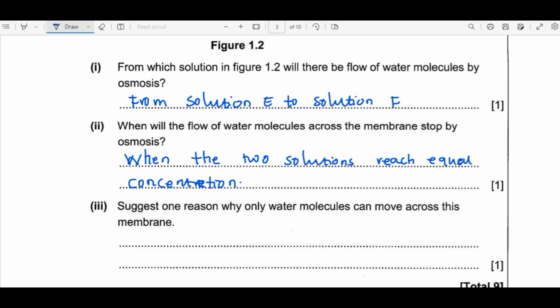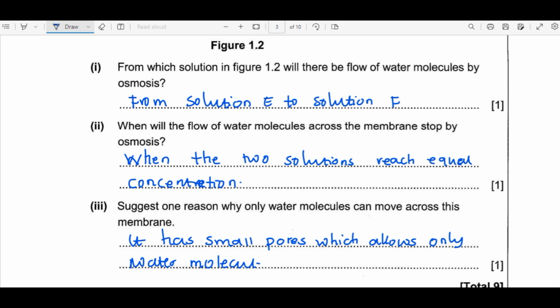The first one, it is selective, so it only allows water molecules to pass through, but we'll say it has small pores which allow only water molecules to pass.